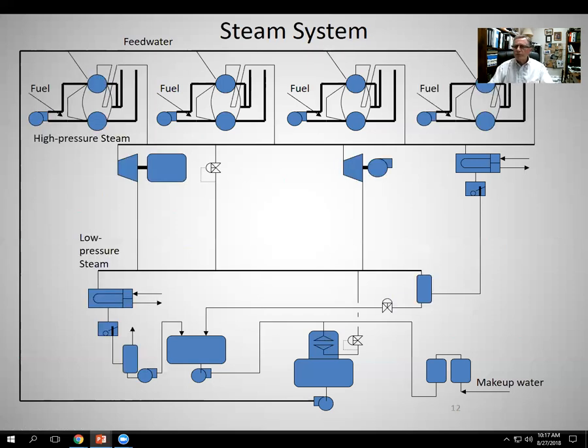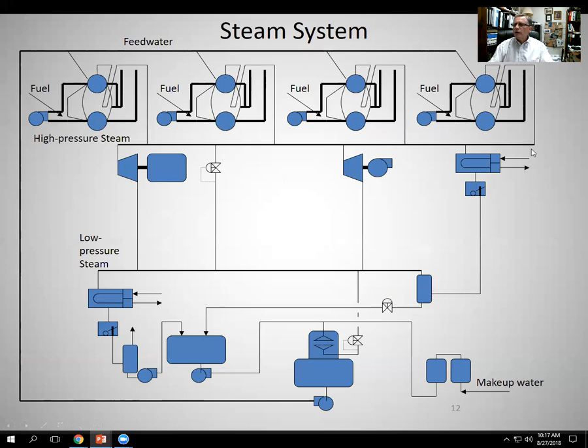Okay, so let's add some complexity to our system. So we picked up a few more boilers here. And you know, some operate, maybe some don't, depends on steam load. But now we have what we call a two-header system. So the high pressure steam coming out of the boilers is injected into this header.